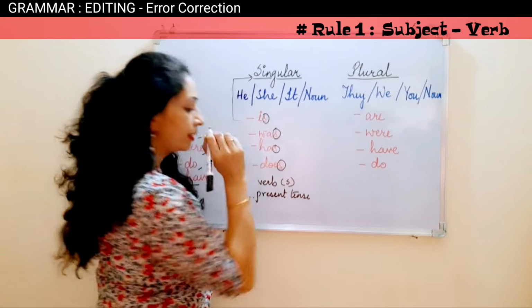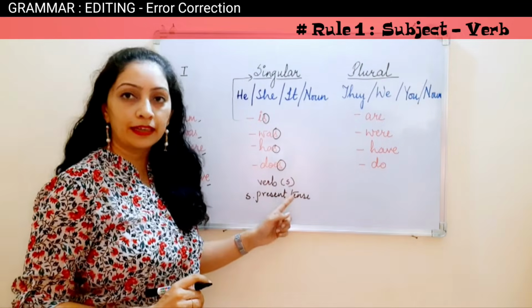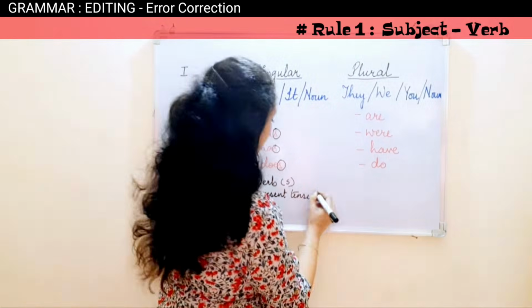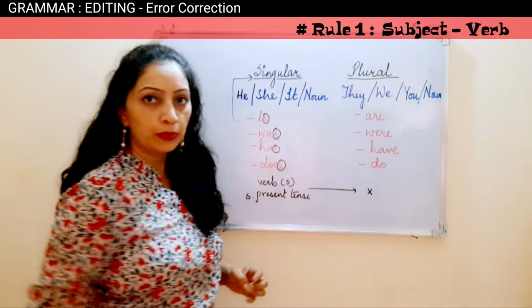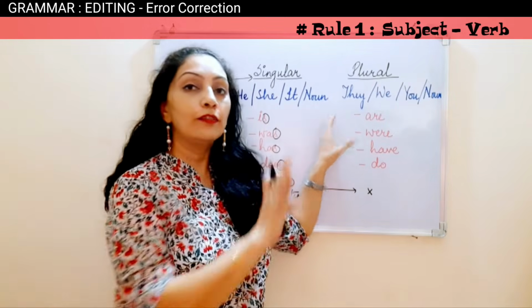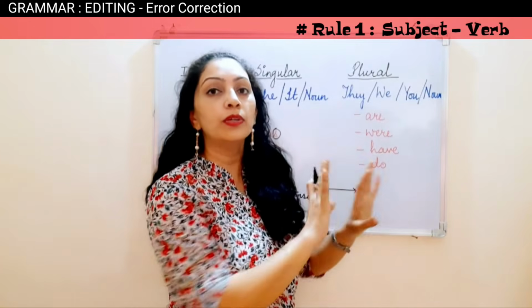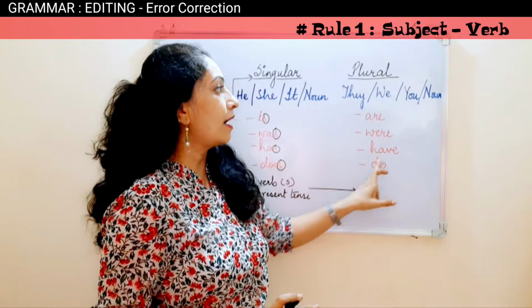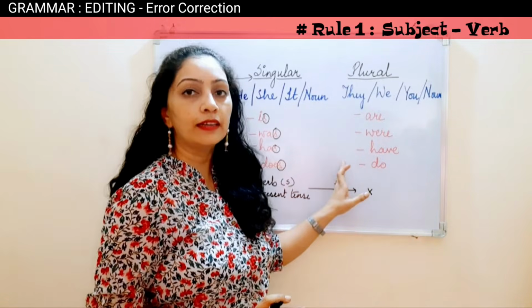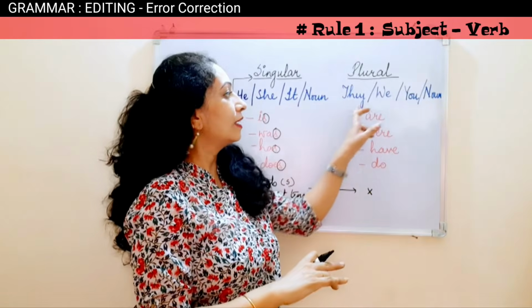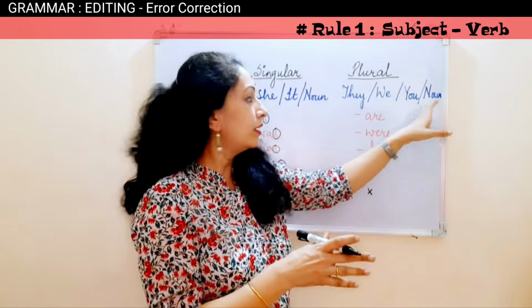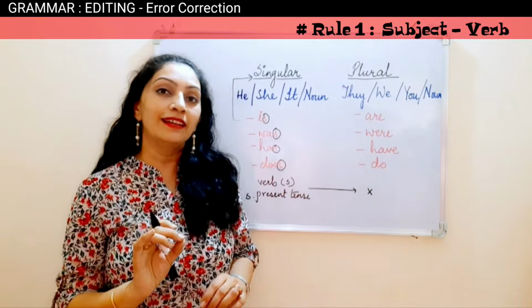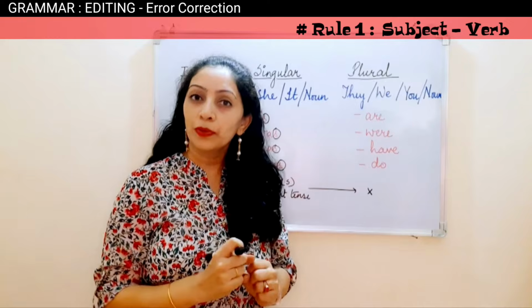That is simple present tense. If it's singular, that verb will take S. If it's plural, the verb will not take S. Right? But now this rule does not apply for plural. For plural, if it's not singular, you don't have to write S. So accordingly, you will have the helping verbs like are, were, have, do. They all fall in the category of plural verbs. They, we, you, and anybody's name will have these kind of helping verbs. This is a very simple trick to understand how the subject and verb go together.